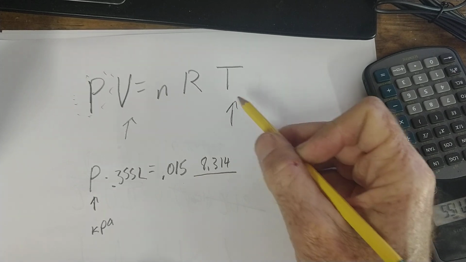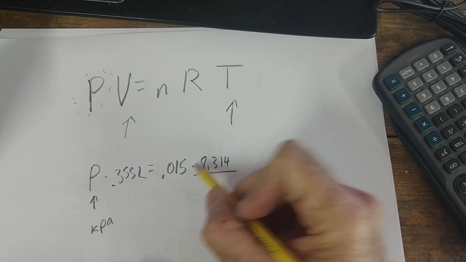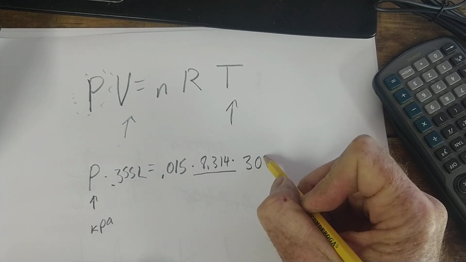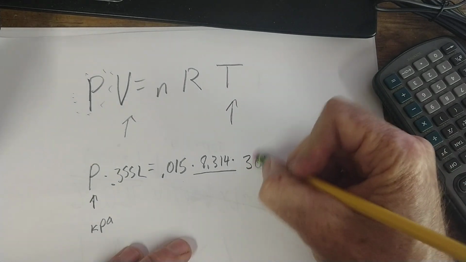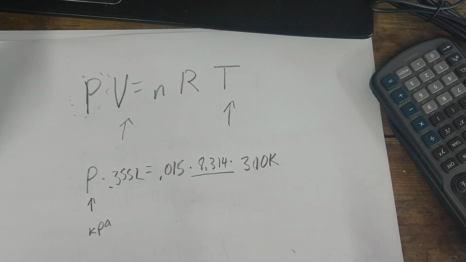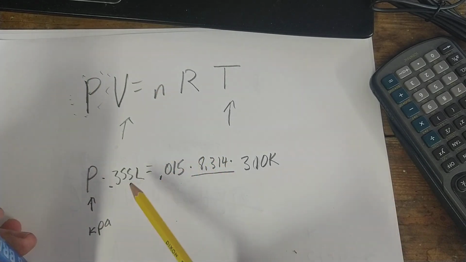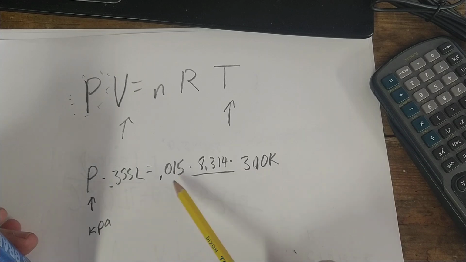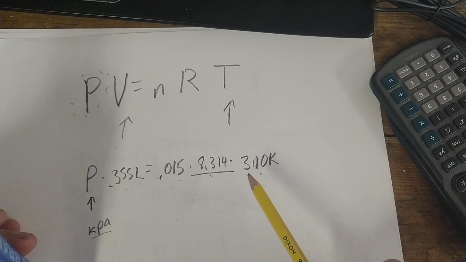And I heated this thing up. It was 296 degrees Kelvin, but I heated it up by 14 more degrees, so now it's 310 degrees Kelvin. So what is the new pressure on this closed container? It's 0.355 liters. There are 0.015 moles of gas in there. The adjustment number is 8.314. That way we'll get our answers in kilopascals. And now it is 310 degrees Kelvin.